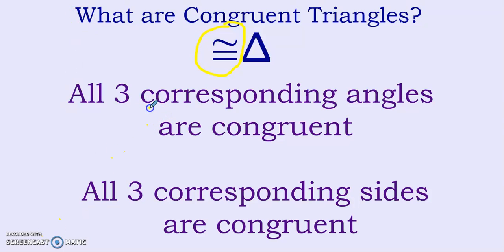All three corresponding angles are congruent and all three corresponding sides are congruent. And what we mean by corresponding is the ones that go together, sides or angles that go together. Let's write that down.